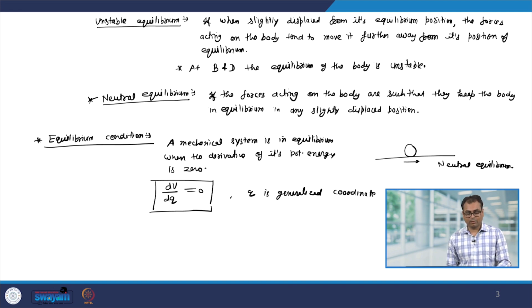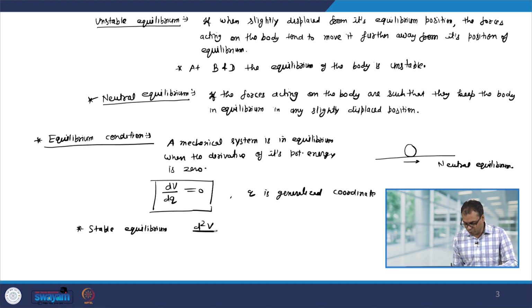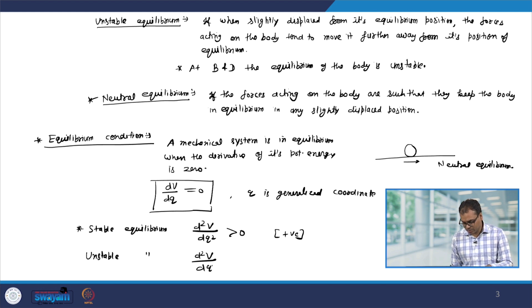Now, recall from the calculus, for maximum its second derivative has to be negative and for the minima its second derivative has to be positive. Therefore, for stable equilibrium, your d2V over dq square must be larger than 0, that means it has to be positive, and for unstable equilibrium your d2V over dq square less than 0, that means it has to be negative. Now, let us use this concept to examine few problems.